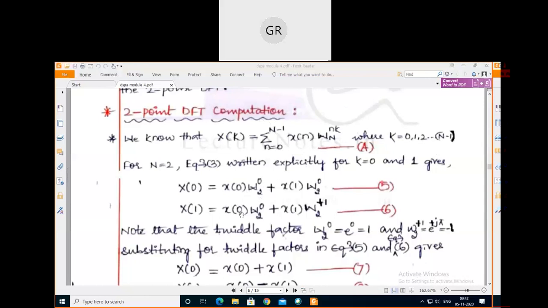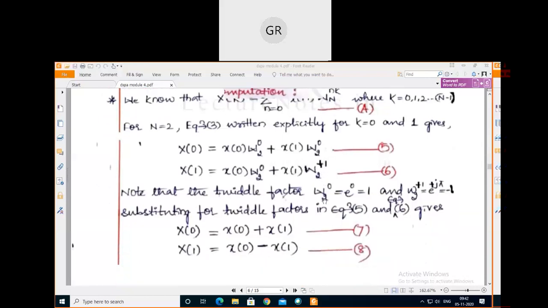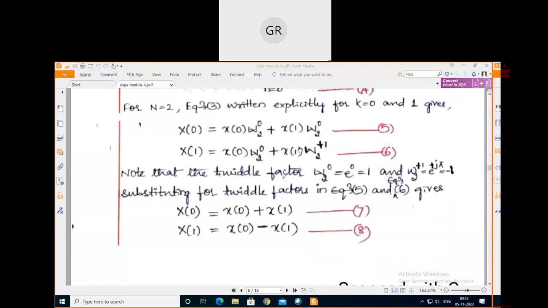Then X of 1 equals x of 0 W2 raised to 0 plus x of 1 W2 raised to 1. See here, we know that W2 raised to 1 is minus 1. That's why X of 0 is equal to x of 0 plus x of 1. X of 1 equals x of 0, the first input sequence, minus x of 1. Otherwise you can write the plus sign as it is. W2 raised to 0 becomes 1, right? X of 0 plus W2 raised to 1 x of 1.